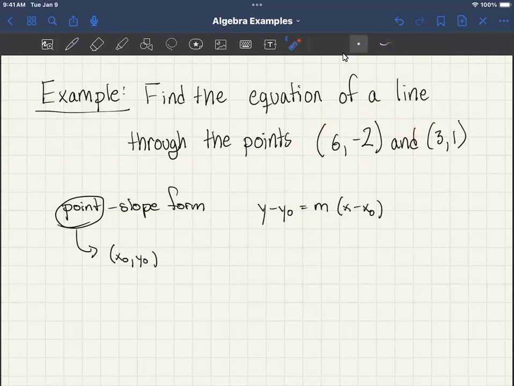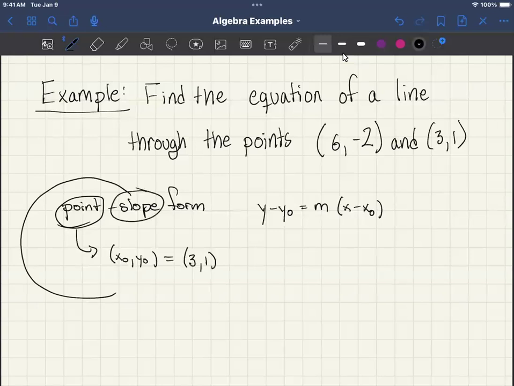It doesn't matter which one you choose. I would say go for whichever one looks like it has smaller numbers because that's always easier. So in this case, I'm going to choose (3, 1) as the point that we're going to plug in. The second piece of information that we need is the slope.